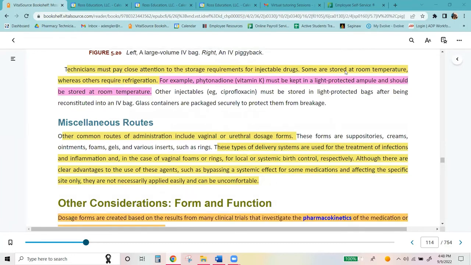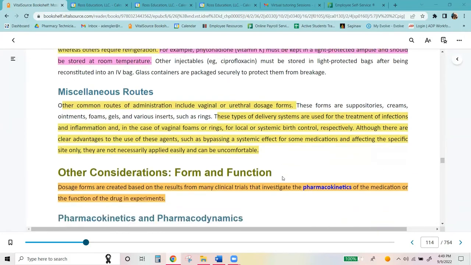Other common routes of administration include vaginal or urethral dosage forms. These forms are suppositories, creams, ointments, foams, gels, and various inserts such as rings. These types of delivery systems are used for the treatment of infections and inflammation, and in the case of vaginal foams or rings, for local or systemic birth control, respectively. Although there are clear advantages to the use of these agents, such as bypassing a systemic effect for some medications and affecting the specific site only, they are not necessarily applied easily and can be uncomfortable.